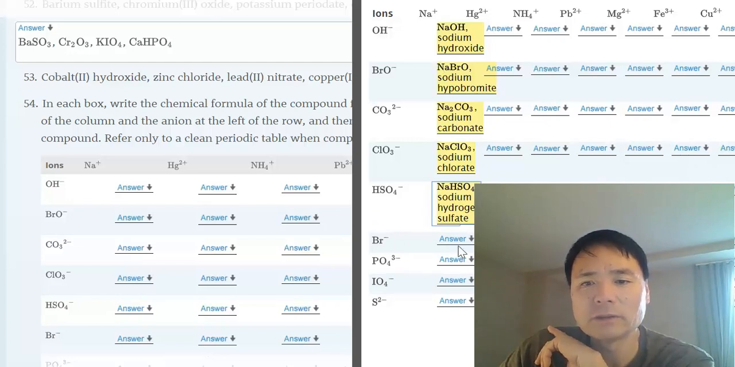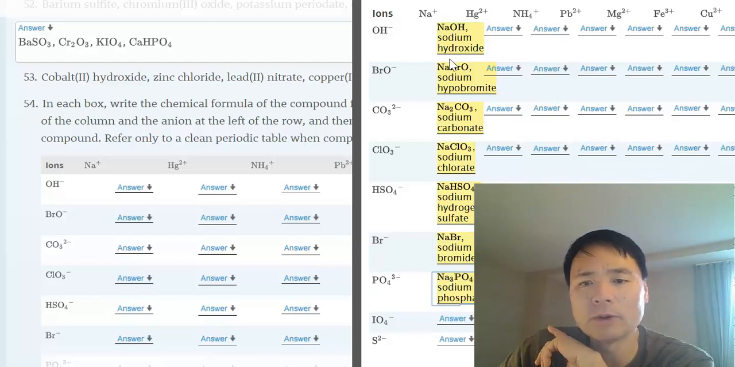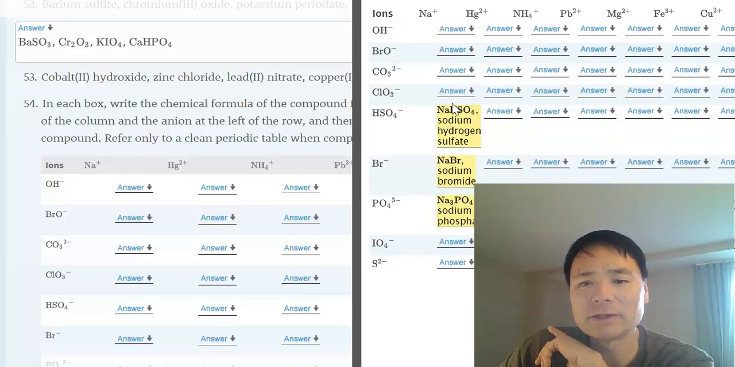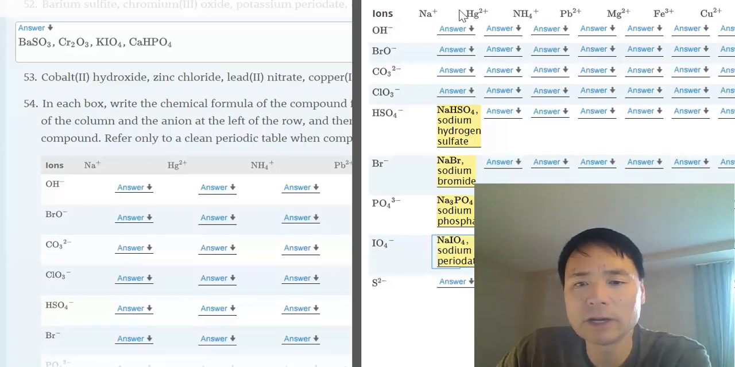Sodium bromide, sodium phosphate. Looks like I'm going to run out of space here. Let's collapse these down so I don't run out of space. Sodium, okay, iodate's IO3, so this must be periodate, sodium periodate. Again, we don't use any kind of a di or tri to indicate. We know how many ions we'll need.